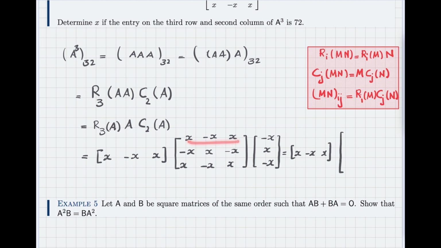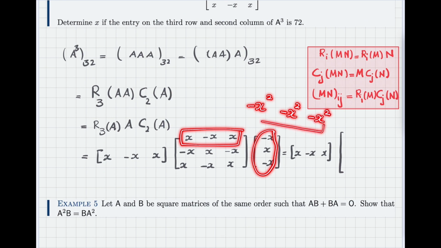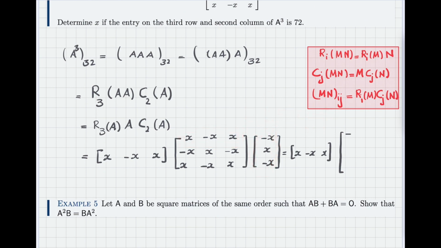So this is a 3 by 3 matrix, this is a 3 by 1 matrix. Is it possible to multiply? Yes. What would be the result? The result would be a column matrix of order 3. Okay, so I will take this one and multiply it here. The first one by the first one gives me minus x squared. The second one by the second one gives me minus x squared again. The third one by the third one gives me minus x squared again. And if I add them, it becomes minus 3x squared. So the first entry is minus 3x squared.